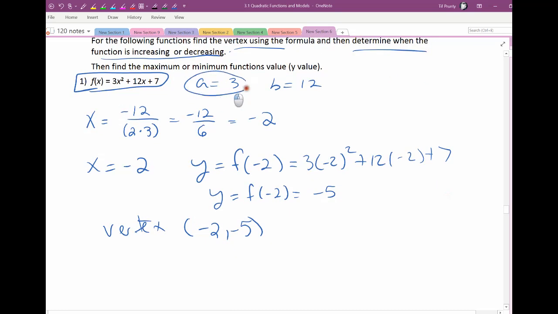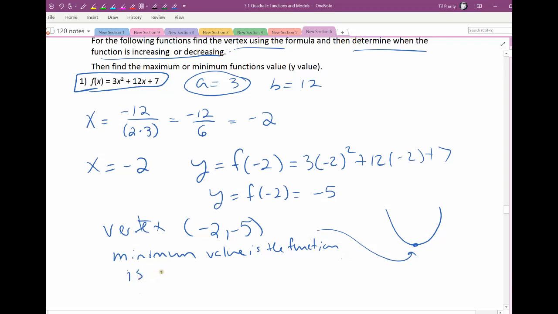It opens up because A is positive, so it would be a shape like this. That would be where the vertex is, and that makes this a minimum. The minimum value is the function value, whatever the function represents, cost, profit, whatever. And so the minimum value is negative 5. Negative 5 is the smallest function value.